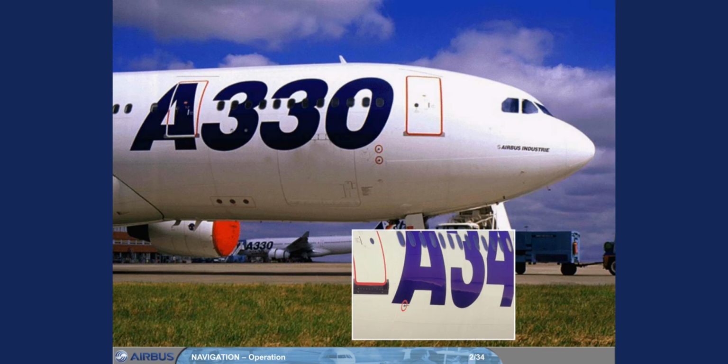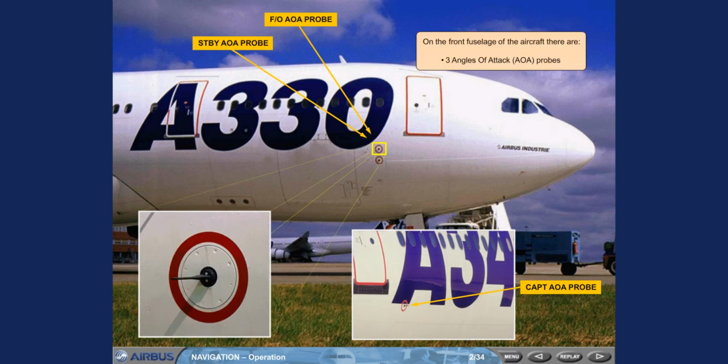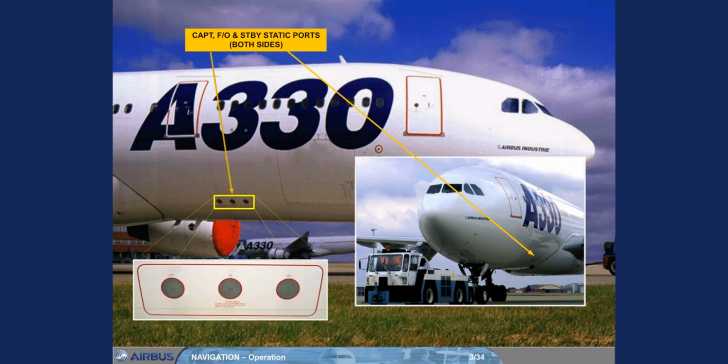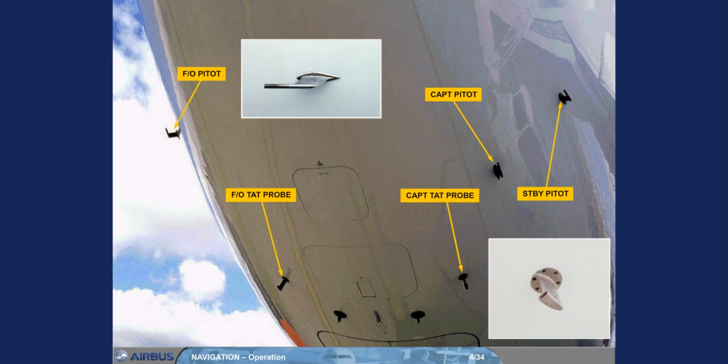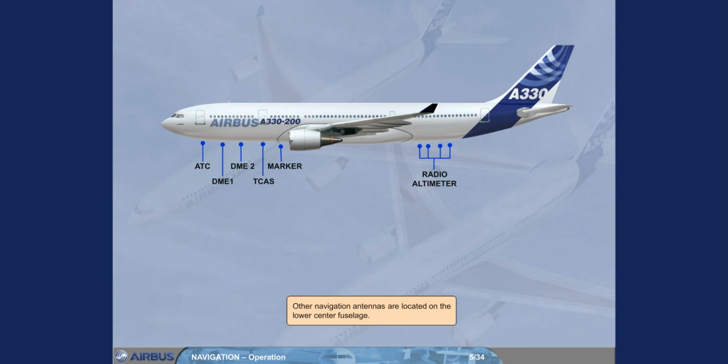On the front fuselage of the aircraft, there are 3 angle of attack (AOA) probes, 3+3 captain, first officer and standby static ports, 3 pitot probes, and 2 total air temperature (TAT) probes. Other navigation antennas are located on the lower center fuselage.